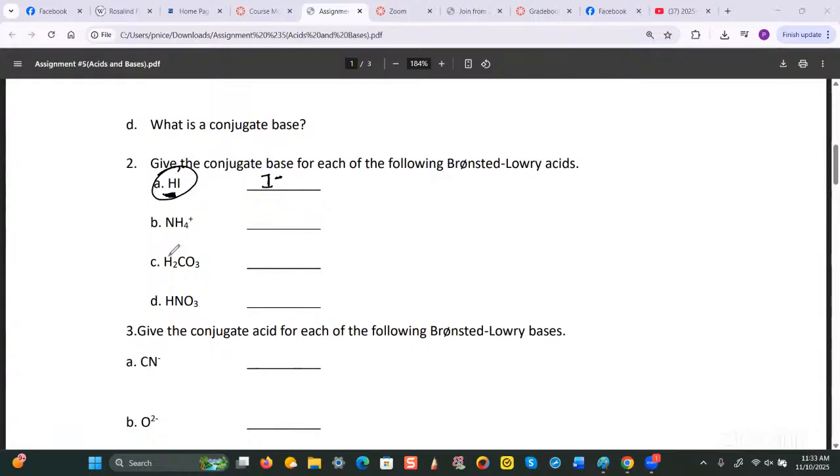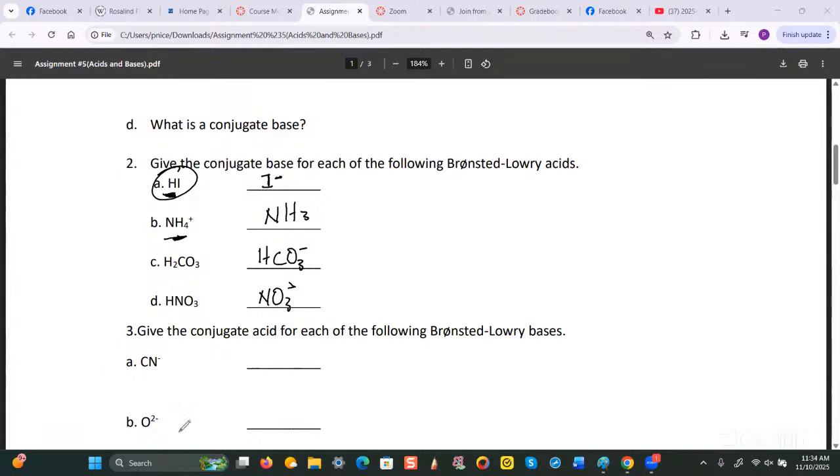What about B? If you lose a H plus from here, what will be the resulting formula? NH3. All right. What about C? If you lose H plus from this, what will be the resulting formula? HCO3 minus. HCO3 minus is correct. What about HNO3? If you lose H plus from that, you're going to end up with NO3 minus. Okay, very good. So that's basically the answers for those. Any questions about this? Okay.